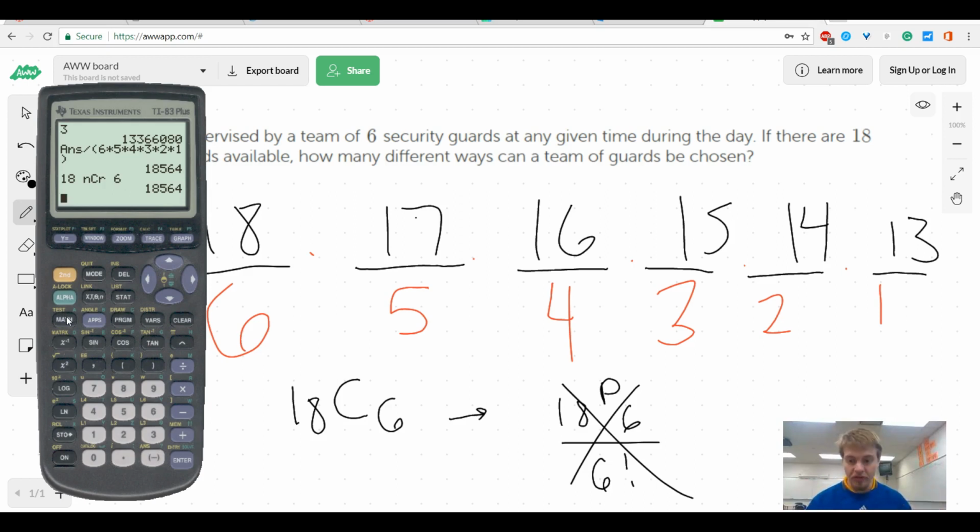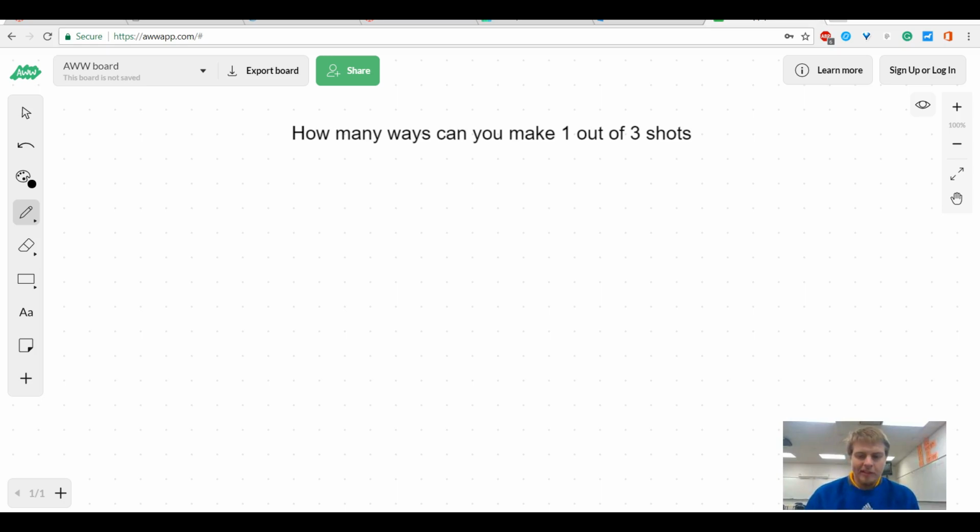Combinations are where order doesn't matter, and so we generally see these things as 18, so how many you start with, choose this many people. And it works really nicely like this. We're going to look at our basketball example and see if we could set it up using combinations. So if you think back to yesterday, we did this basketball example: how many ways can I make 1 out of 3 shots? And we know from yesterday that it was 3.